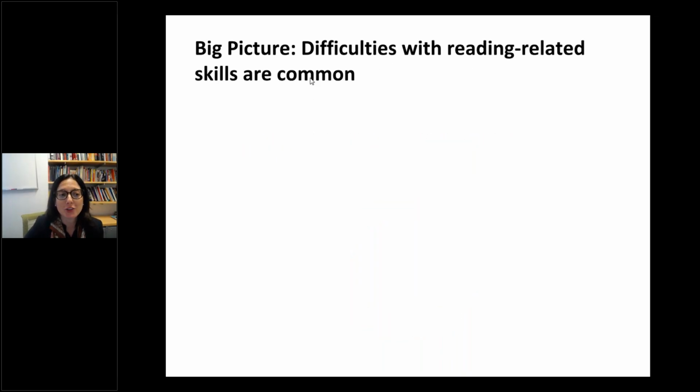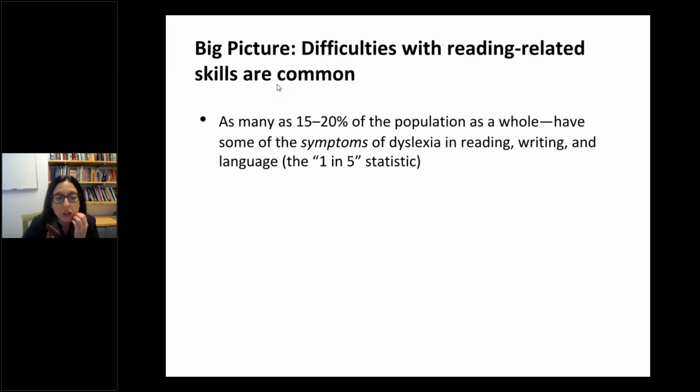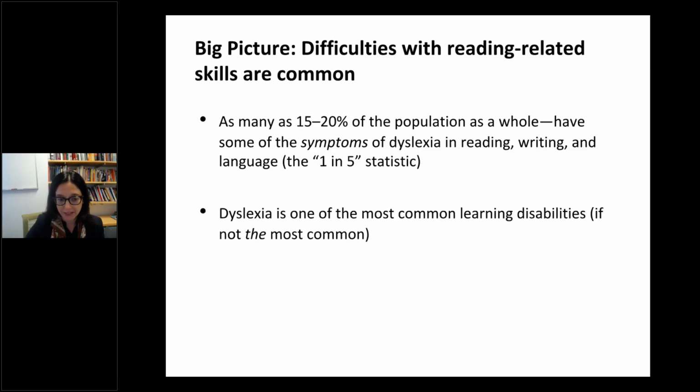So we know that in terms of the big picture, kids are obviously having difficulties with reading related skills. That's really common. We know, again, because so many kids are not proficient, more than half. And if we look at the population as a whole, about 15 to 20% of the population have some of the symptoms of dyslexia. That's not to say that 15 to 20% have dyslexia, but they have some of the symptoms of dyslexia. And that's where we get the 1 in 5 statistic.